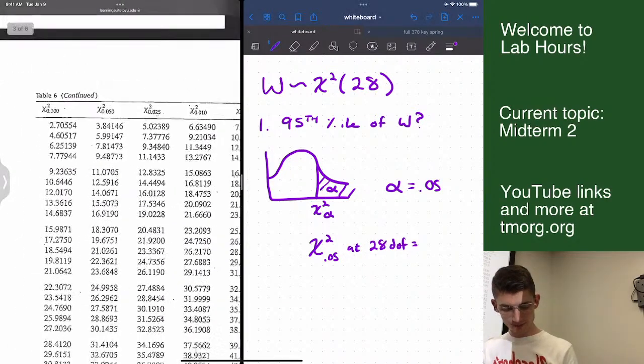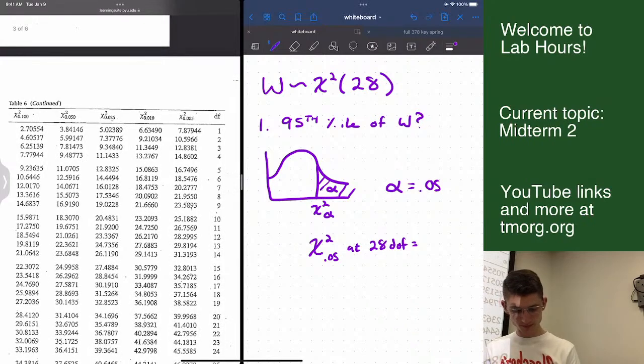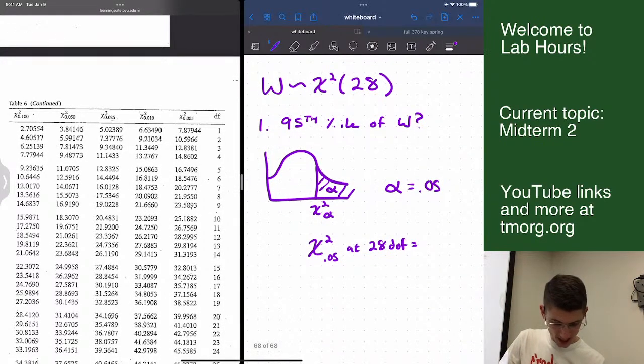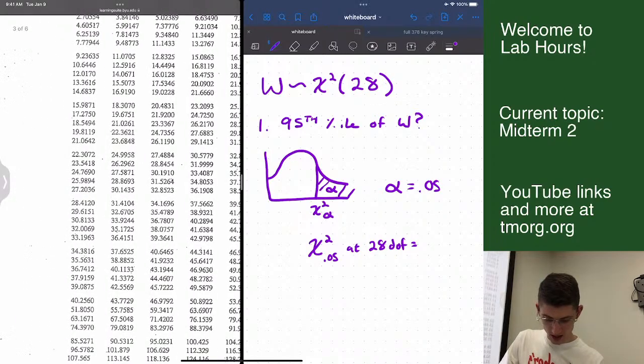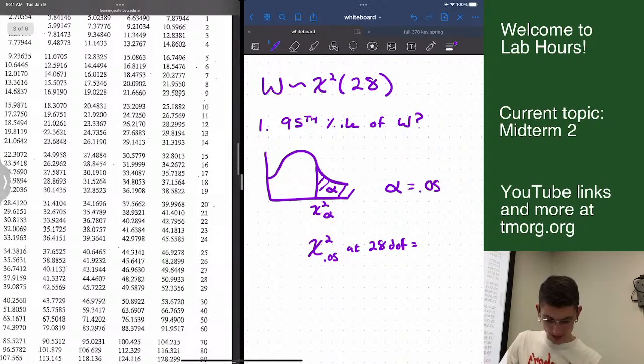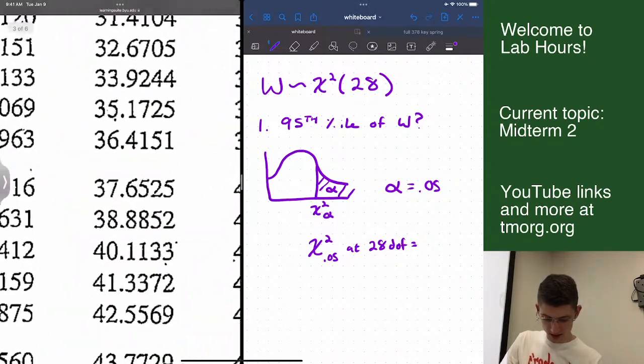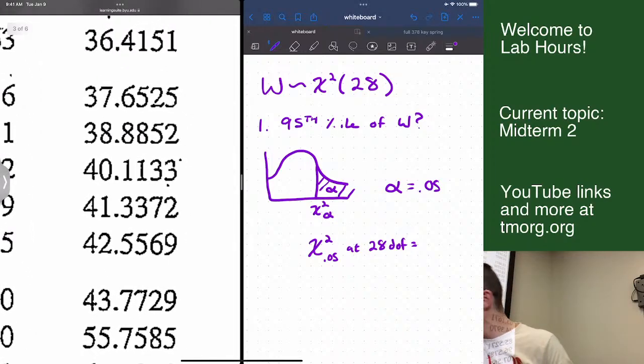I come back. Degrees of freedom, I need 28. So let's go down to the 28 row. Here it is. I'm in the second column, and it looks like the value is 41.3372.